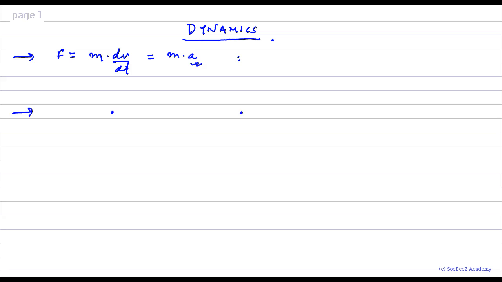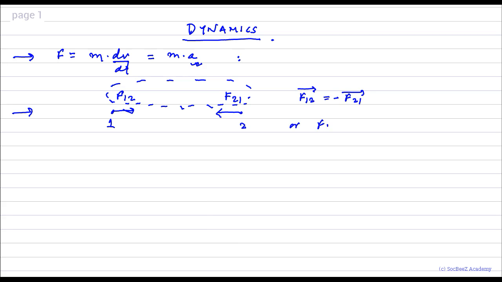Newton's third law of motion: if I have two bodies, this is my first body, this is my second body, body 2 applies a force F12 on body 1, and body 1 applies force F21 on body 2, then these two forces are the action-reaction pair, and in vector form it would be written as F12 equals minus F21, or F12 vector plus F21 vector is equal to 0.